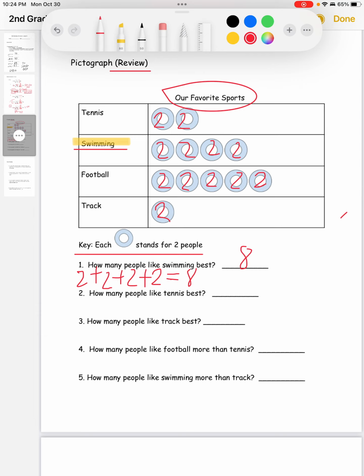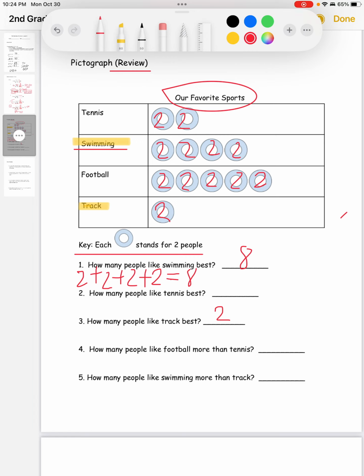Question number 3. How many people like track best? We again have to find where track is, which is this bottom one. And there's only 1 circle, and 1 circle stands for 2 people, so 2 people like track the best.